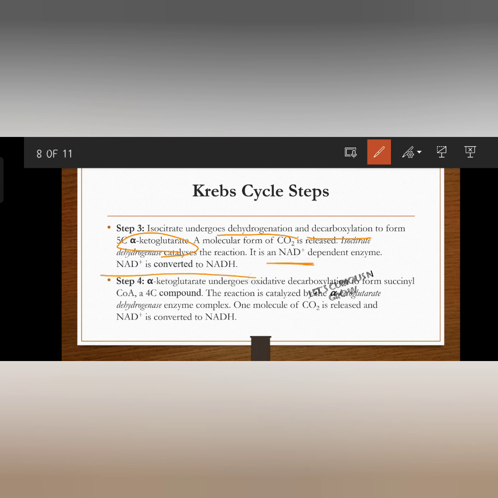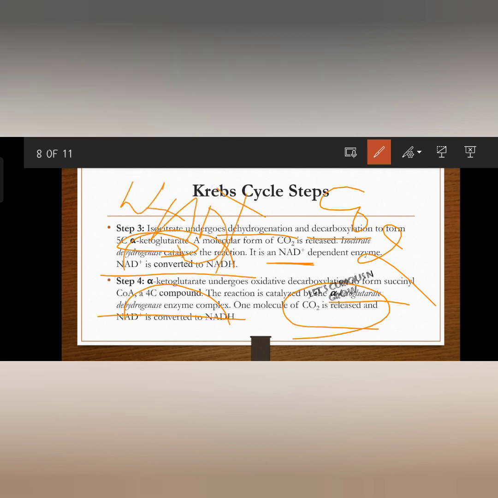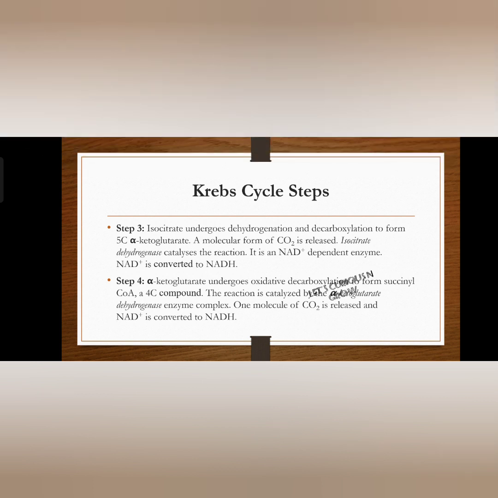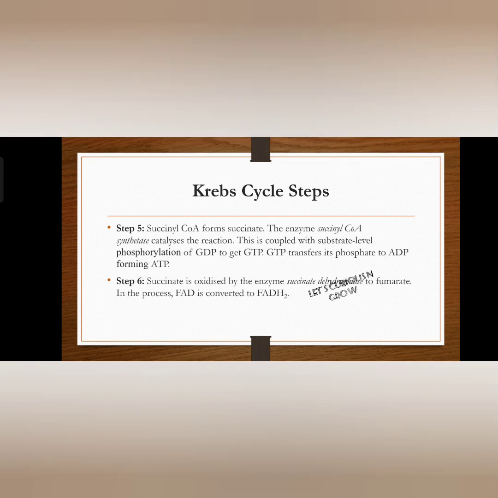Alpha ketoglutarate releases 1 molecule of carbon dioxide and NAD positive, and NAD positive is again converted into NADH. So here NADH is produced. Why so? Because NAD positive is getting converted into NADH. So NAD positive is an important compound because it produces NADH. Fine.